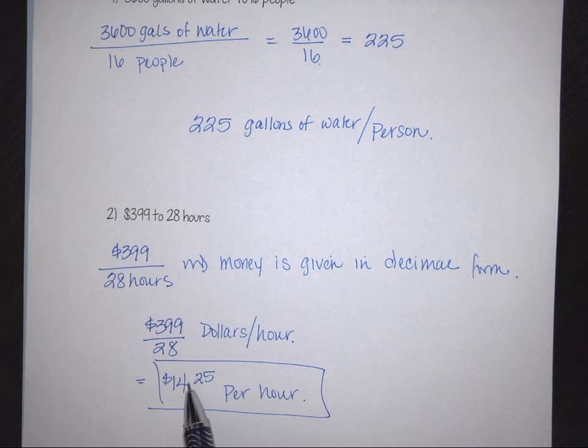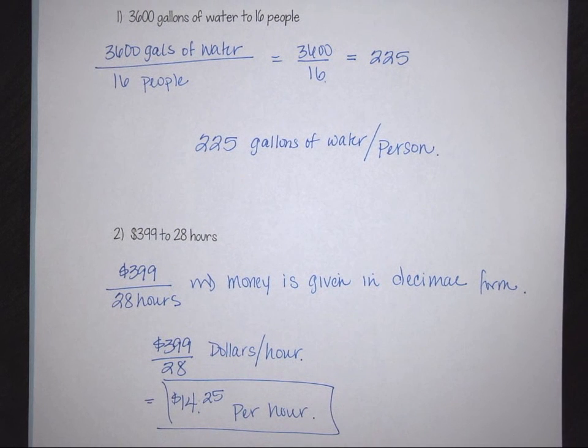So again, notice we have a single value, and then we have our unit here. And here, just saying per hour works because that dollar sign takes care of your unit. So that is rates and unit rates.